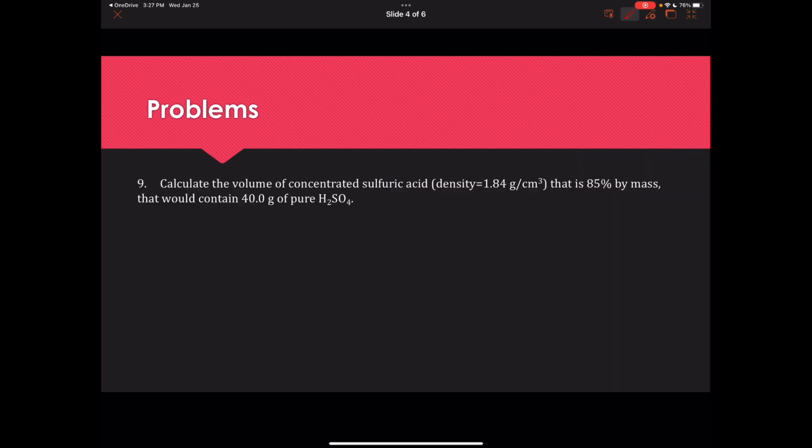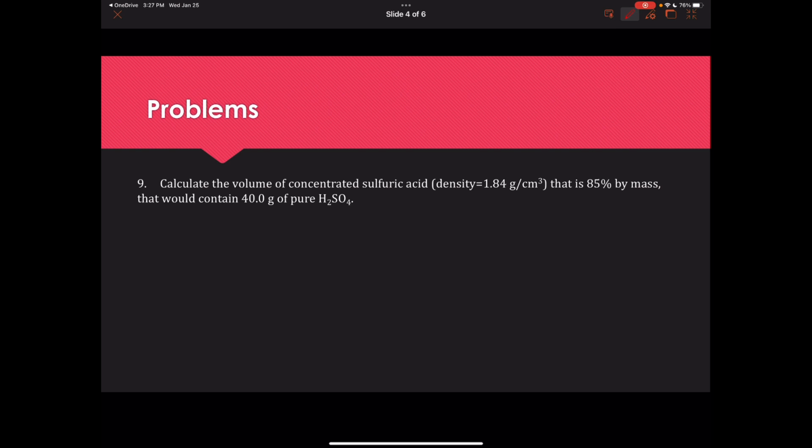Now, looking at our next example, here we're being asked to calculate the volume of concentrated sulfuric acid that is 85% by mass that would contain 40 grams of pure H2SO4. So this one can get a little tricky in terms of making sure that we identify the solute, solvent, and solution, and identifying what these numbers we're given belong to.